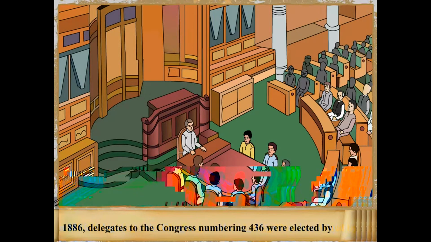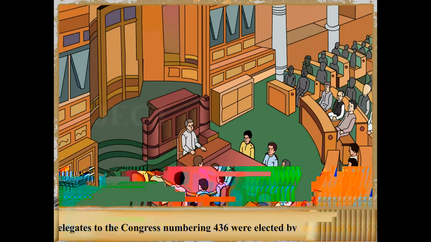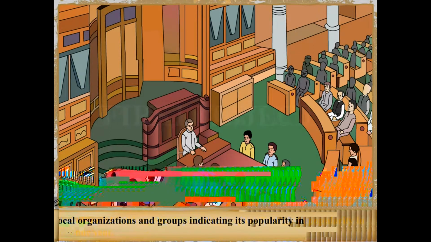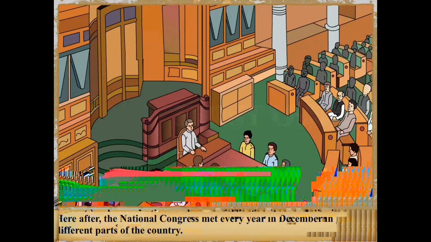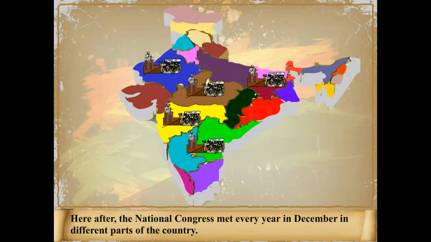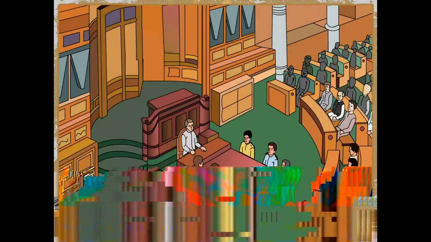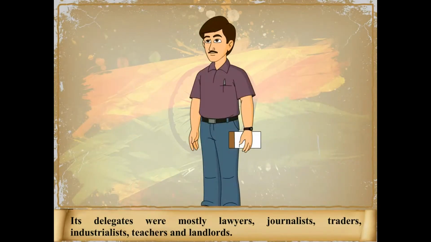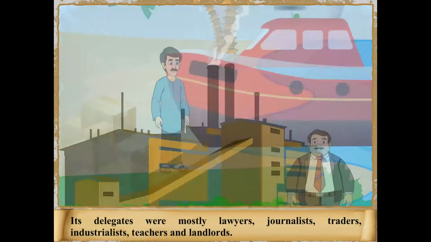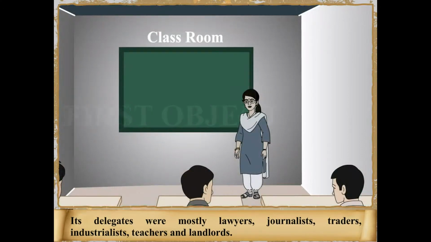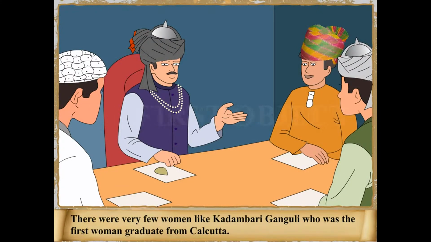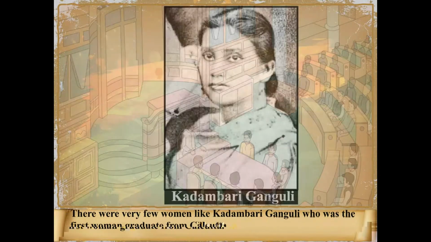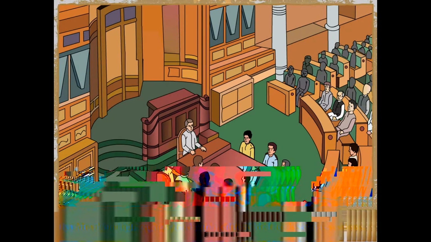In 1886, delegates to the Congress, numbering 436, were elected by different local organizations and groups, indicating its popularity in 1 year. Hereafter, the National Congress met every year in December in different parts of the country. The number of delegates soon increased to thousands. Its delegates were mostly lawyers, journalists, traders, industrialists, teachers, and landlords. There were very few women like Kadambari Ganguly, who was the first woman graduate from Calcutta. Mostly men from higher social backgrounds attended these sessions.